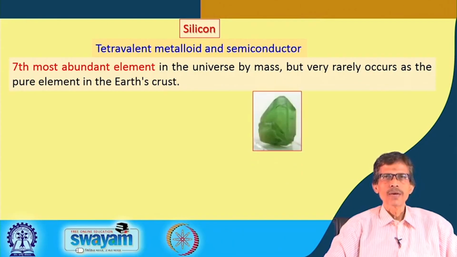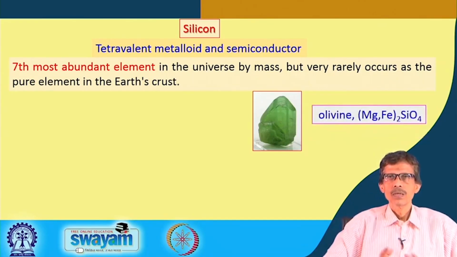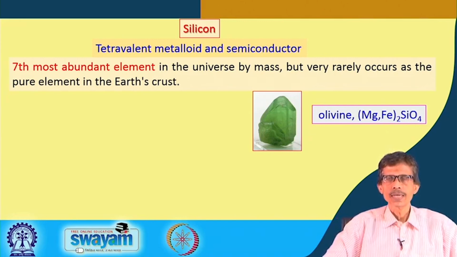So, this is one of the varieties, a very beautiful variety. If we just show you how beautiful it is. So, it is basically a very good crystalline form, which is nothing but a silicate material, and that silicate material is nothing but olivine. Olivine is a silicate material composed of magnesium as well as iron.